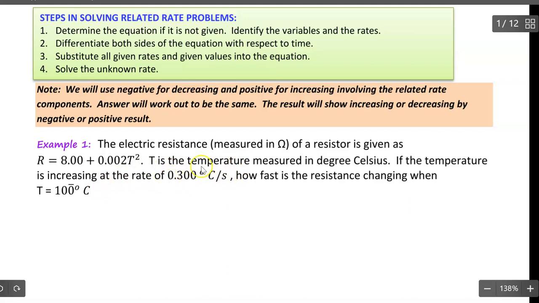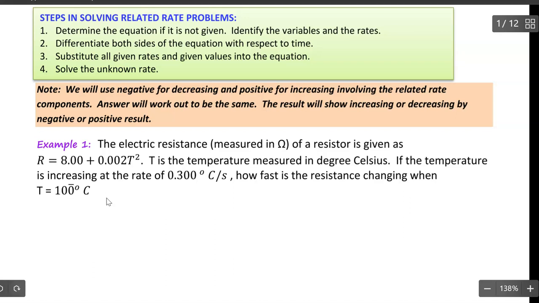So definitely this is the rate. But how do we write this in a mathematical symbol? Okay, so remember in previous lesson we are talking about the rate. That means we are talking about differentiation, right? Differentiate the temperature in terms of time. And then it asks me how fast is the resistance changing when the temperature reaches 100 degrees Celsius.